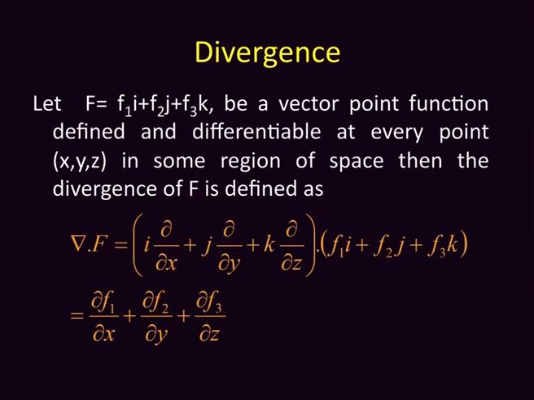It is defined as ∇ · f is equal to (i ∂/∂x + j ∂/∂y + k ∂/∂z) · (f1 i + f2 j + f3 k). It gives you ∂f1/∂x + ∂f2/∂y + ∂f3/∂z, that is the partial derivative of f1 with respect to x, f2 with respect to y, and f3 with respect to z. It becomes a scalar.